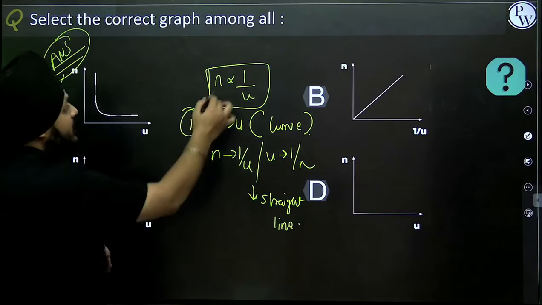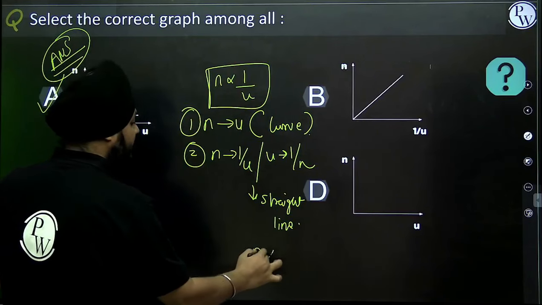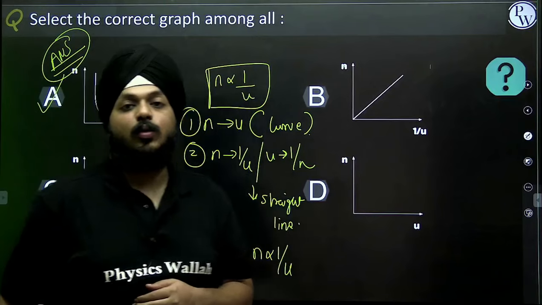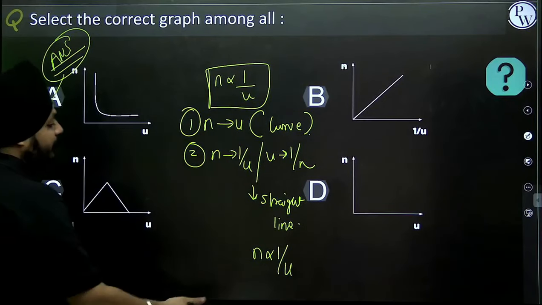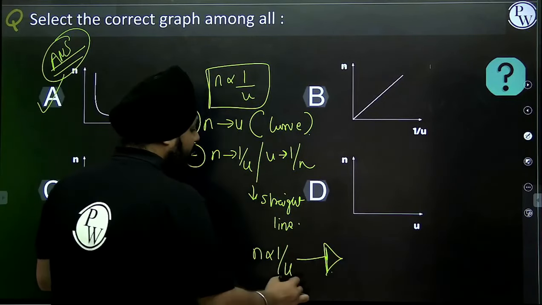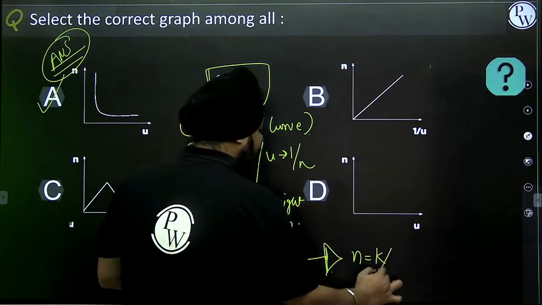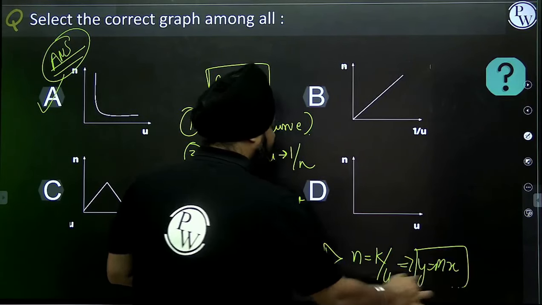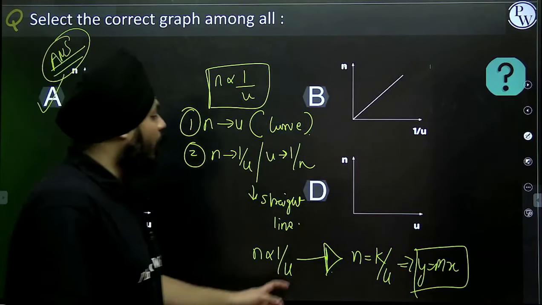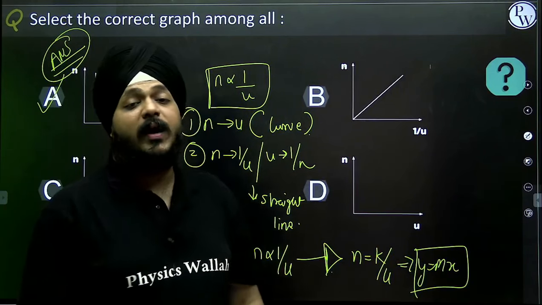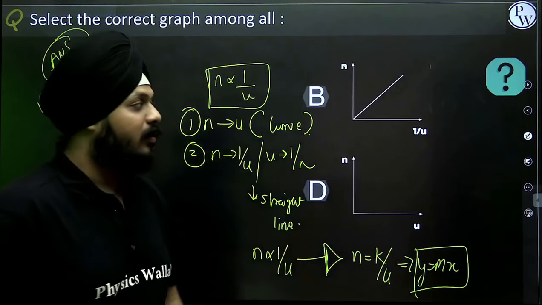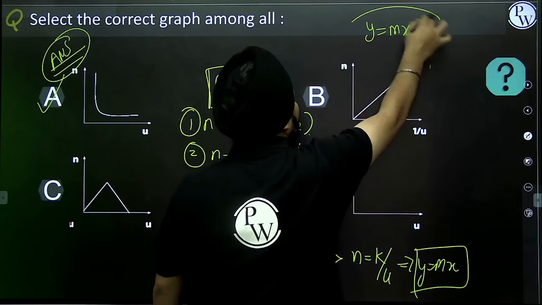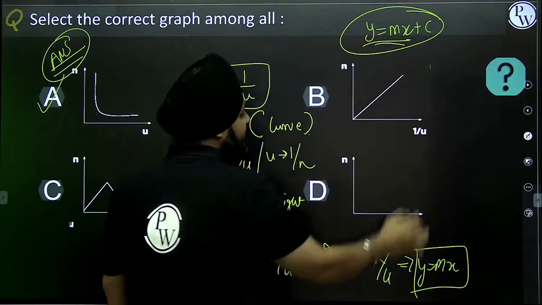How? Suppose I'm using N is inversely proportional to 1 by U. Then how are we going to resolve this? Removing the proportionality sign, can I say N is equal to K by U? It is following Y is equal to mx with zero intercept. What is the equation of the line? The equation of a line is Y is equal to mx plus C. If the intercept is 0, then the equation is Y is equal to mx.